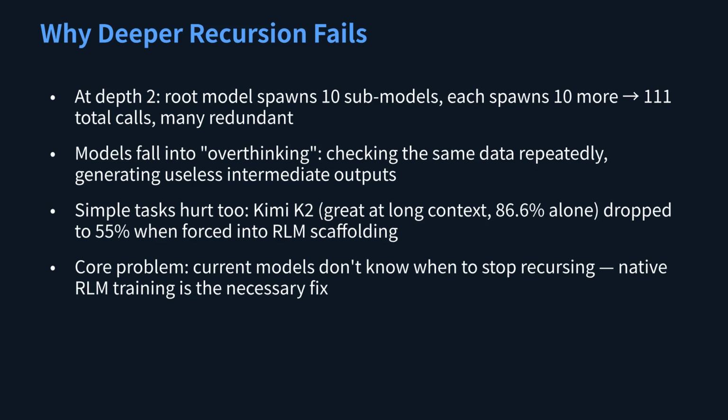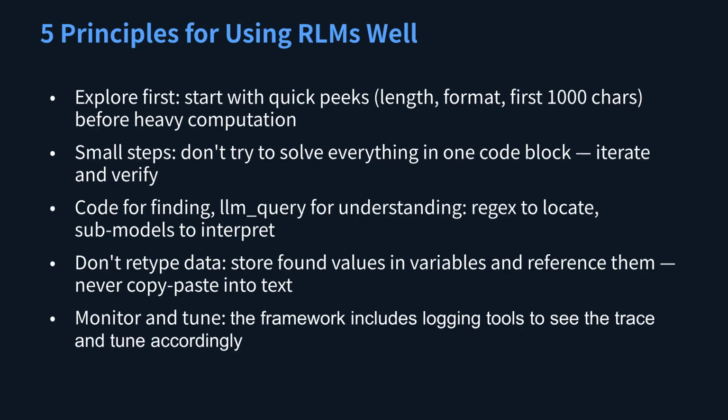The models fall into what the paper calls an overthinking state, checking the same data over and over, generating intermediate outputs that don't contribute to the final answer, and eventually corrupting the output format entirely. This suggests that native RLM training, teaching the model when recursion is actually useful, is critical before depth can be increased. So how should you think about implementing this?